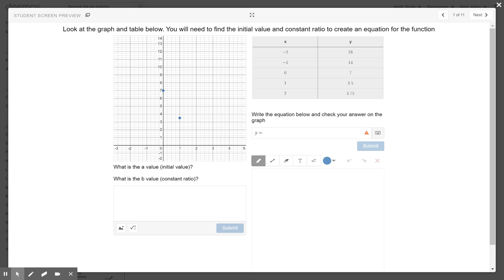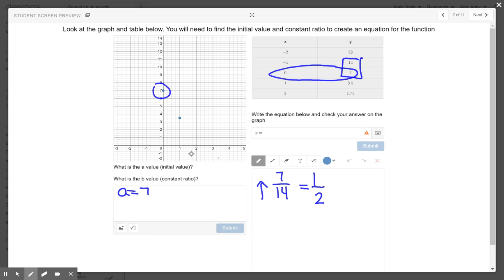All right, for this one, 7 is your A value. Let's come up with a pattern. I don't want to deal with decimals, so I'm just going to choose these. I'm going to work from the bottom up. 7 divided by 14 gets me a half, so that's my B value.